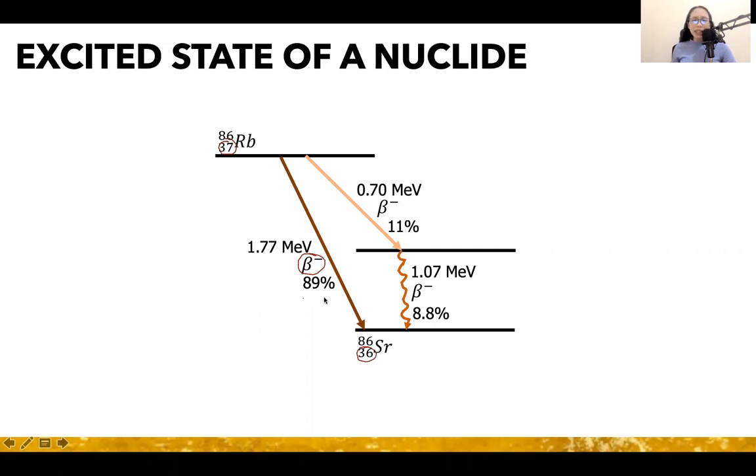Now, what is this 89%? It means that in your population of rubidium atoms, 89% of the atoms will be transformed into strontium 86. Rubidium here is called the parent nuclide, while strontium is called the daughter nuclide.